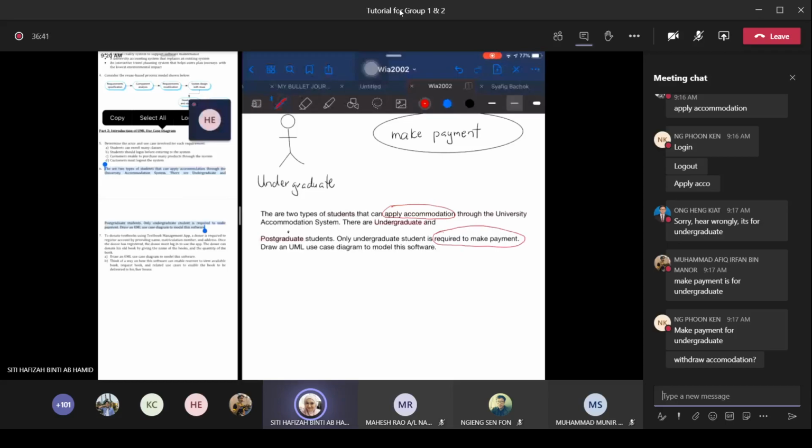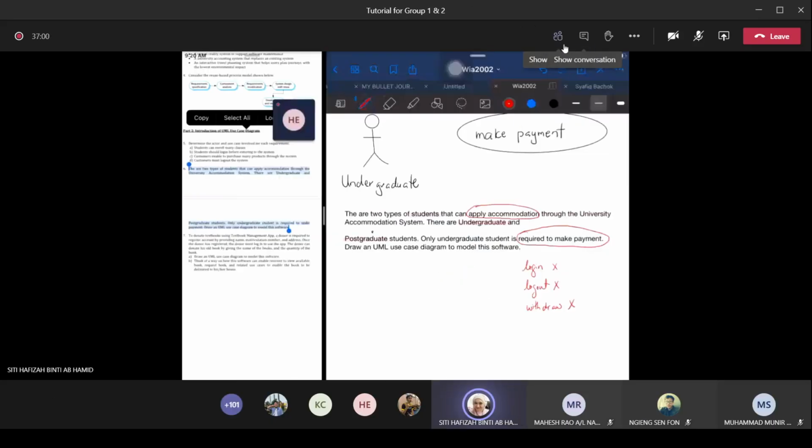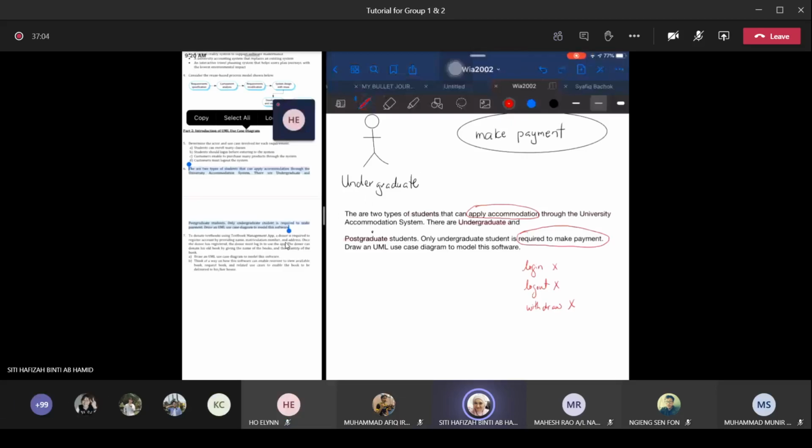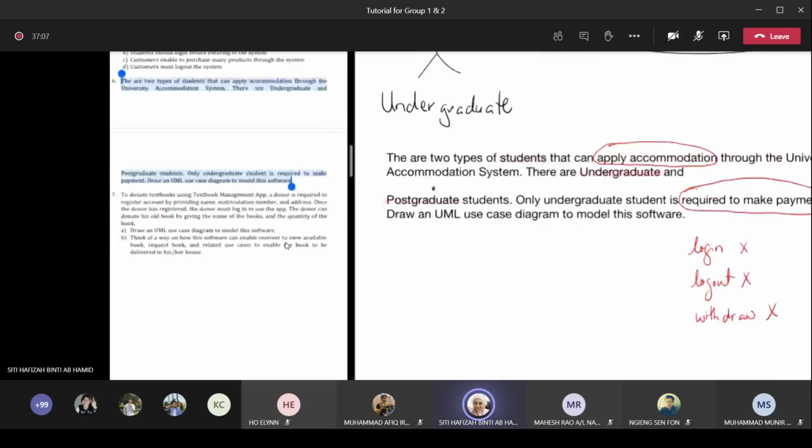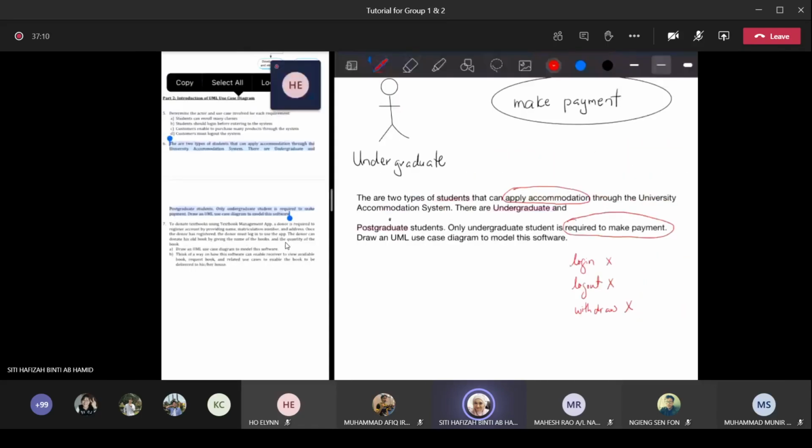Okay, so from here, there is no mention of login, no mention of logout, no mention of withdraw. So you don't need to draw these. This situation is totally different from your project. In a project, you have to think about the whole complex system. This one is based on the case study for your exercise, for your exam, because we cannot ask you to draw too big a system. We don't have enough time. So your answer should be exactly from the question.